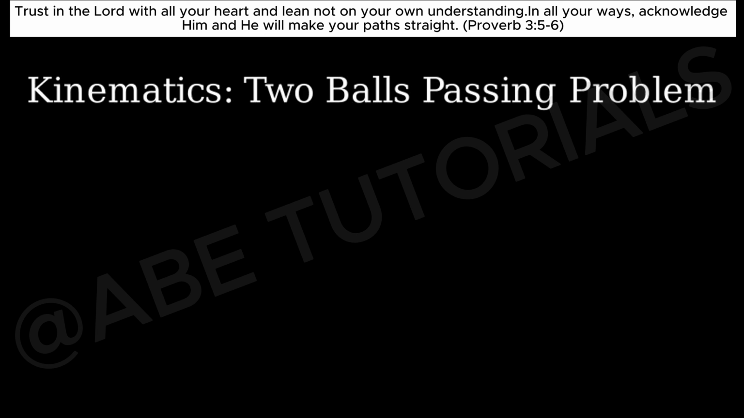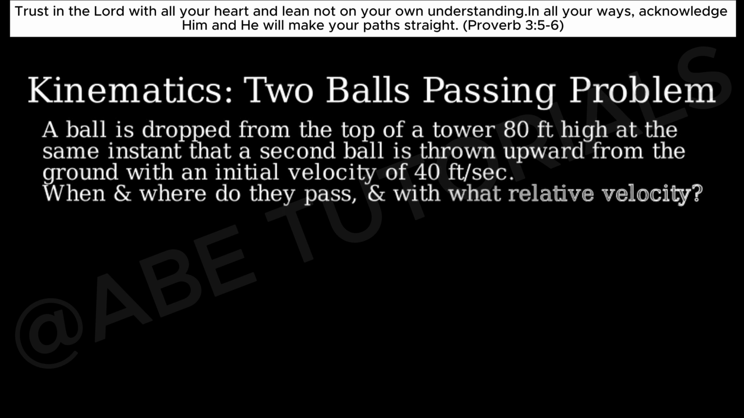Let's read the problem. A ball is dropped from the top of a tower 80 feet high at the same instant that a second ball is thrown upward from the ground with an initial velocity of 40 feet per second. When and where do they pass? And with what relative velocity? This is a great example of solving one-dimensional motion problems with constant acceleration.